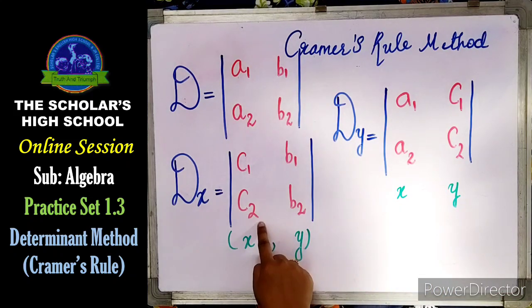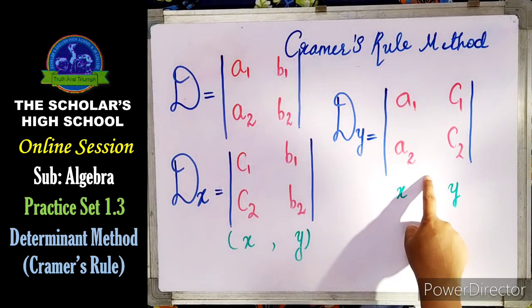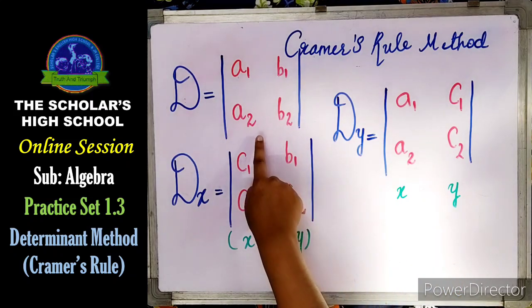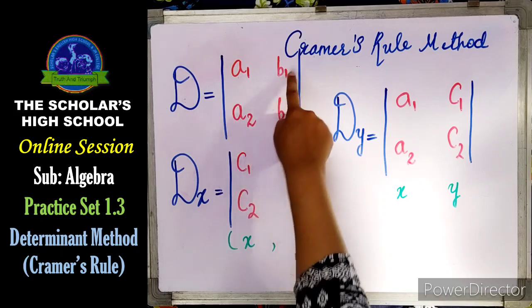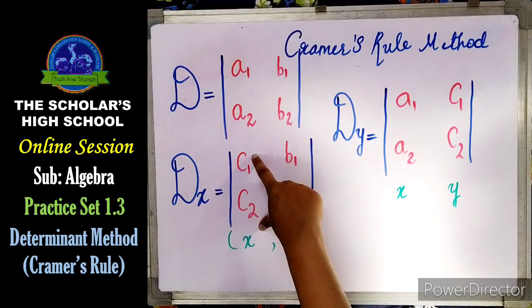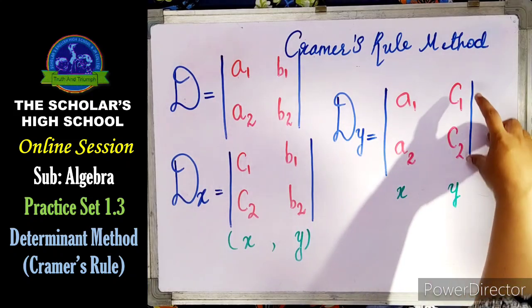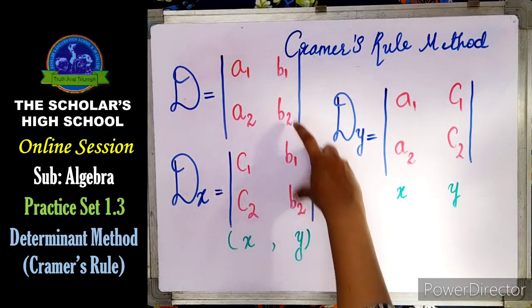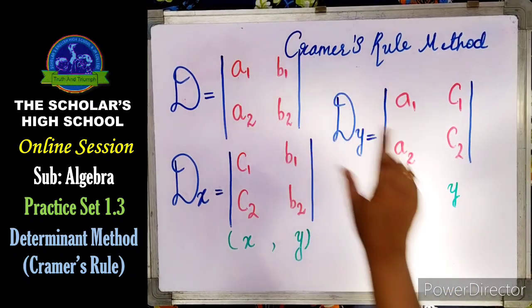You have to compare determinant of x and determinant of y column with the basic determinant column to write the value. The basic determinant column will have A1, A2, B1, B2. Then at the place of x you have to write the column of C1, C2, and at the place of y you have to write the column of C1, C2. Rest other will remain same.